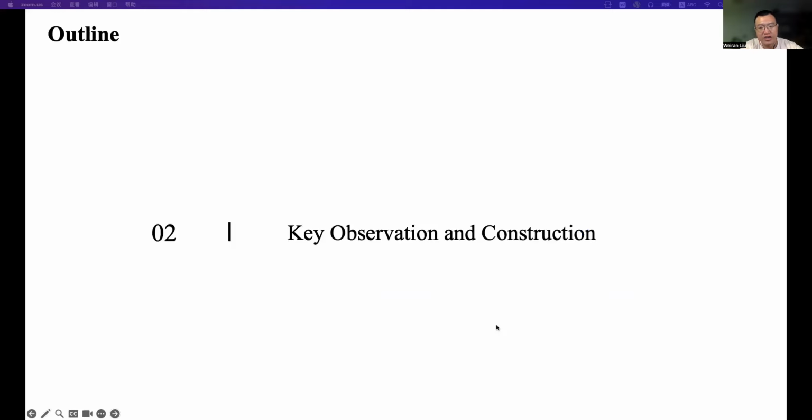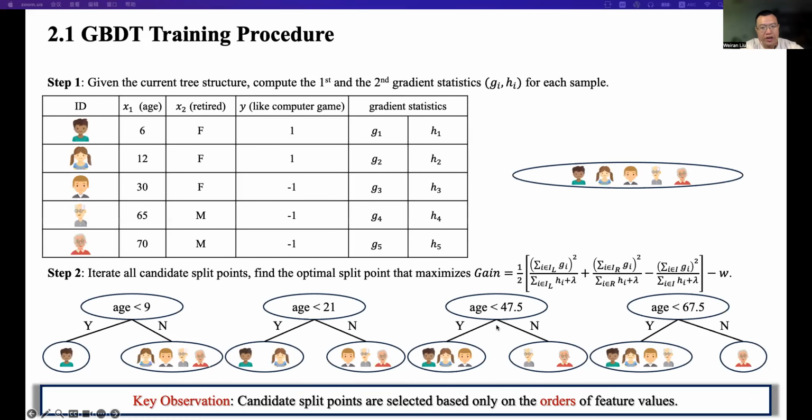Here, let me show the key observation and our construction. We introduce a GBDT training procedure with an example. Suppose the current tree structure only contains a root node. Step 1 is to compute the first and second gradient statistics g_i and h_i for each sample.